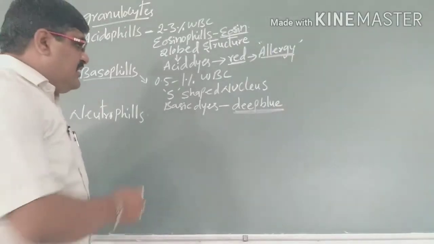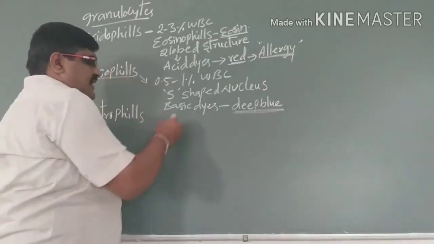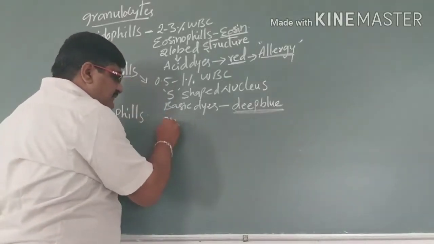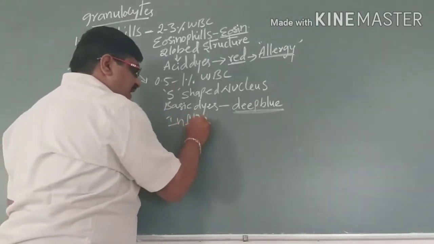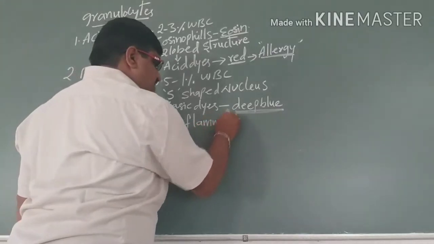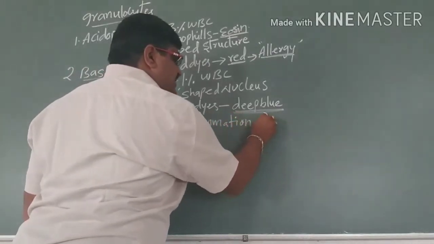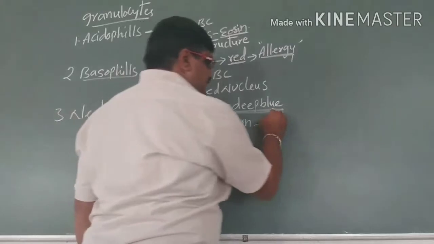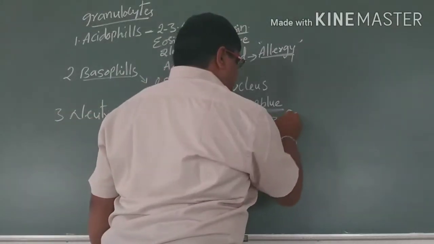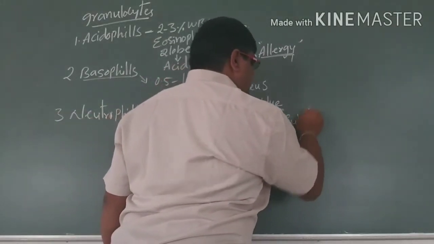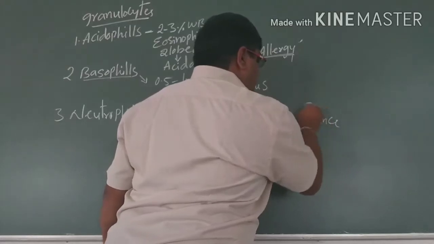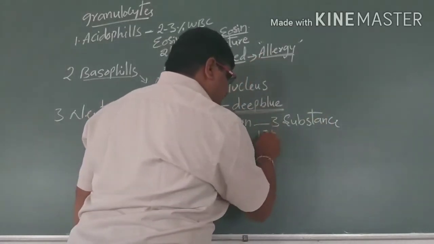These basophils are mainly helpful in inflammation. They produce three substances. One we can call heparin.